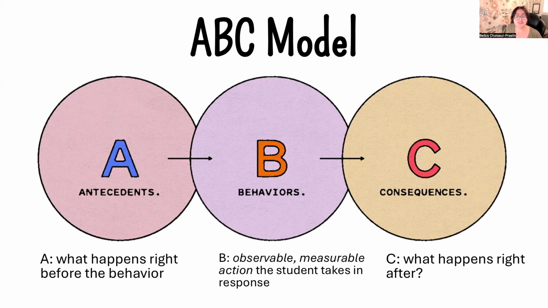In short, if we want to change the behavior, we also need to understand the behavior. And to understand it, sometimes we need a roadmap, and the ABC model serves as a pretty good roadmap for a lot of us.